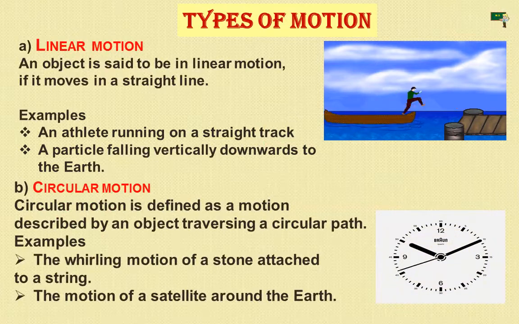Then circular motion. I think you can see the picture. It's a very good example of a circular motion. It moves around only a 360-degree angle. Okay, then only you can clearly note the time. Circular motion is defined as the motion described by an object traversing a circular path. Examples: the whirling motion of a stone attached to a string, the motion of a satellite around the earth are examples of circular motion.